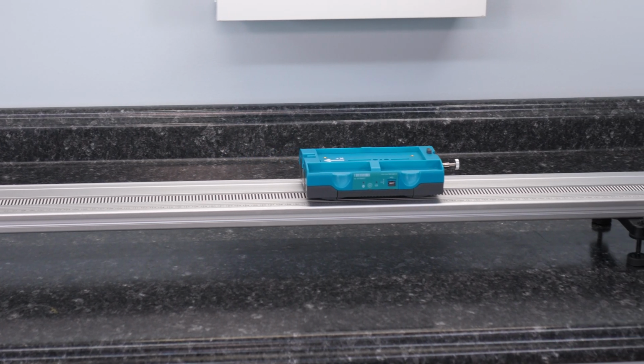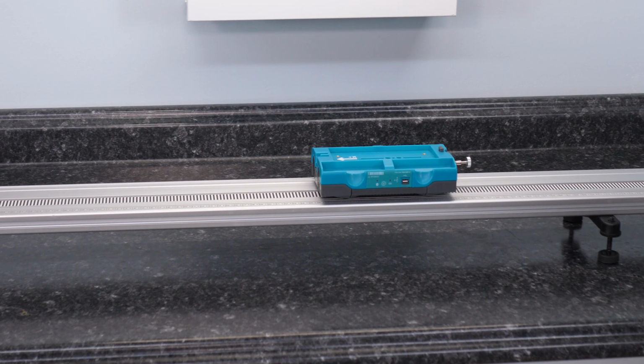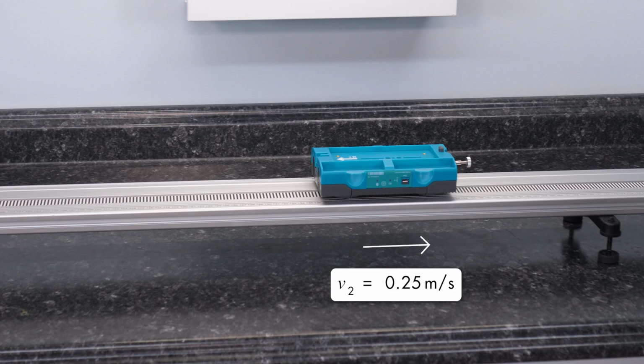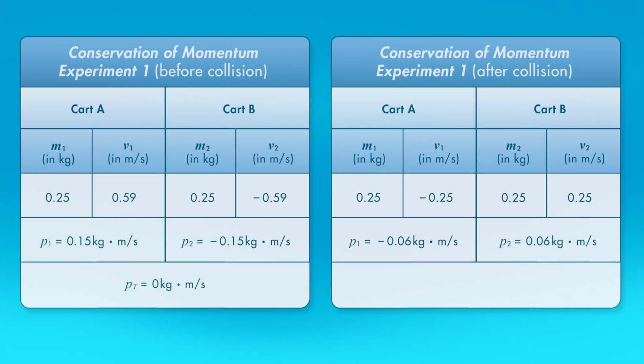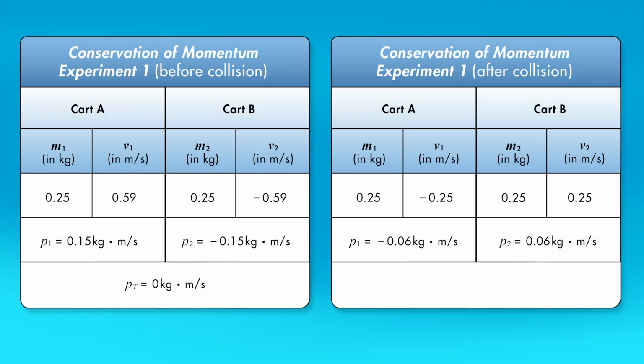The velocity of cart B after the collision was 0.25 meters per second. Since the velocity was toward the right, it is positive 0.25 meters per second. The mass of the cart has not changed, so we can find the momentum of cart B after the collision by multiplying its mass by its new velocity. The new momentum is positive 0.06 kilograms times meters per second. Here is a summary of all the data we have collected.